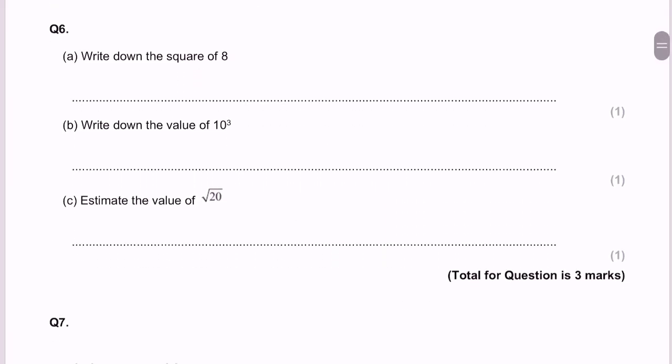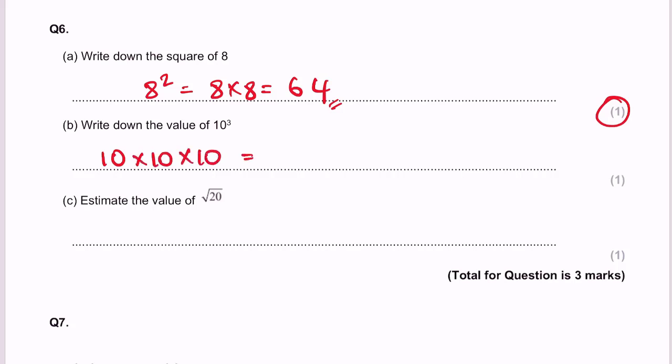Question 6. Write down the square of 8. So square of 8 is 8 squared, which is 8 times 8, which is 64. You just need to write down 64 and you'll get the mark. Write down the value of 10 cubed. So 10 cubed means 10 times 10 times 10, which is 1000. It's 1 mark.